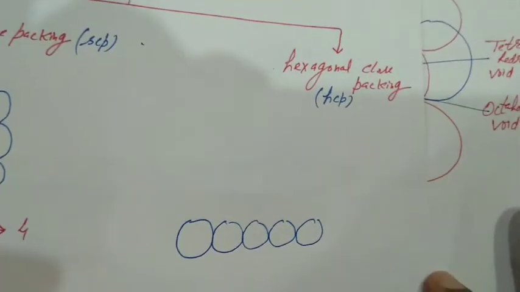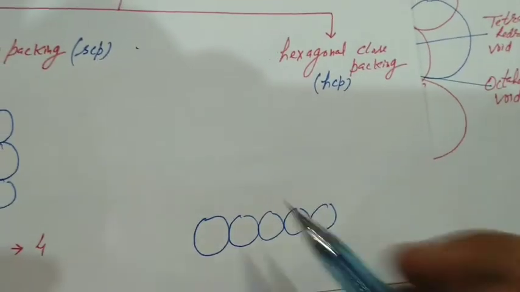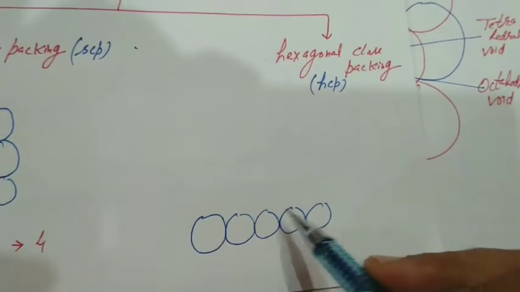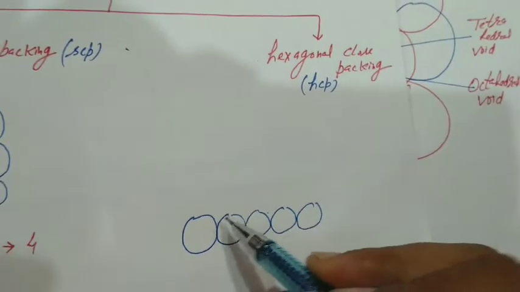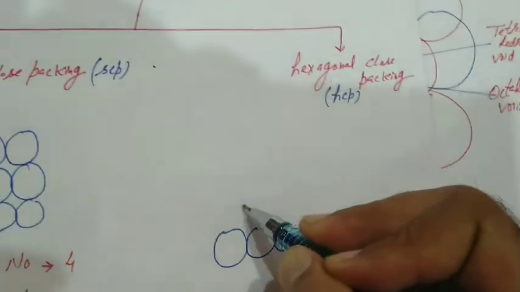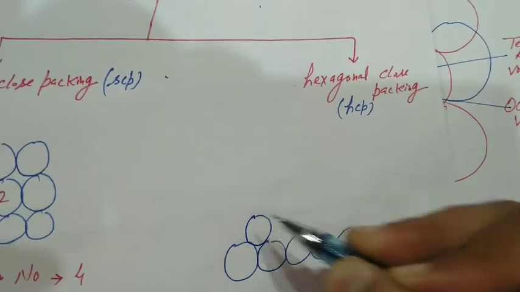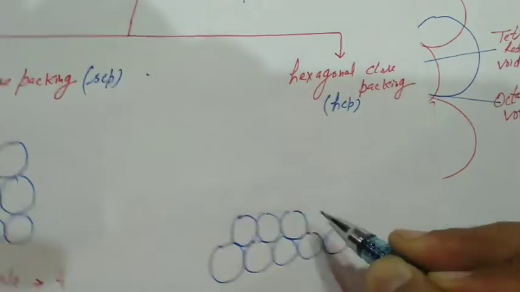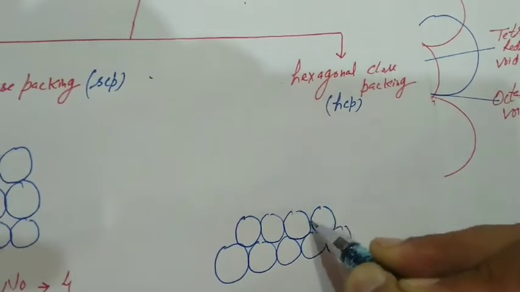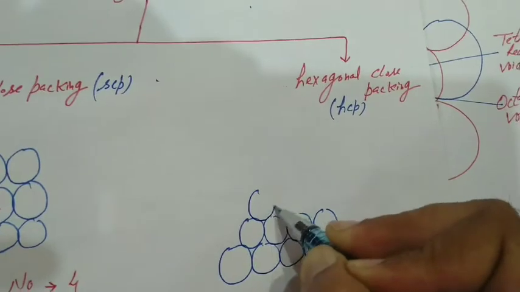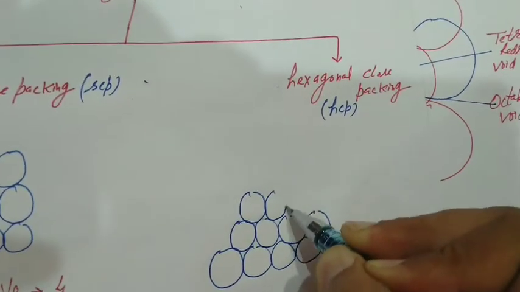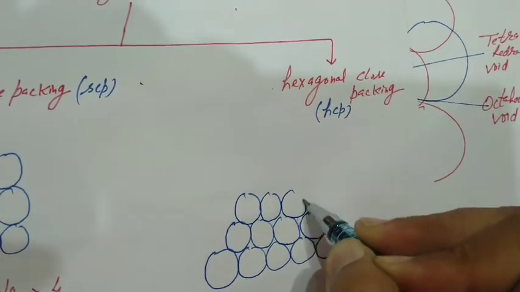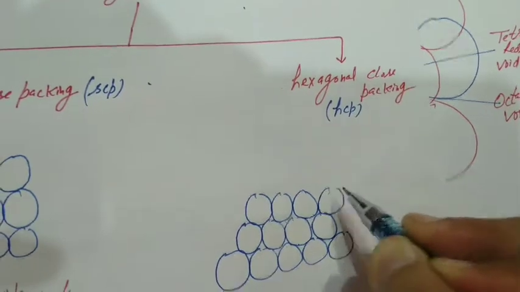Students, in HCP, spheres in second row are placed in depressions of the spheres of first row. These depressions that are visible are where the spheres of the first row get placed. It means the second row is different from the first row. Spheres in the second row, the new row, are placed in depressions of the spheres of the first row.